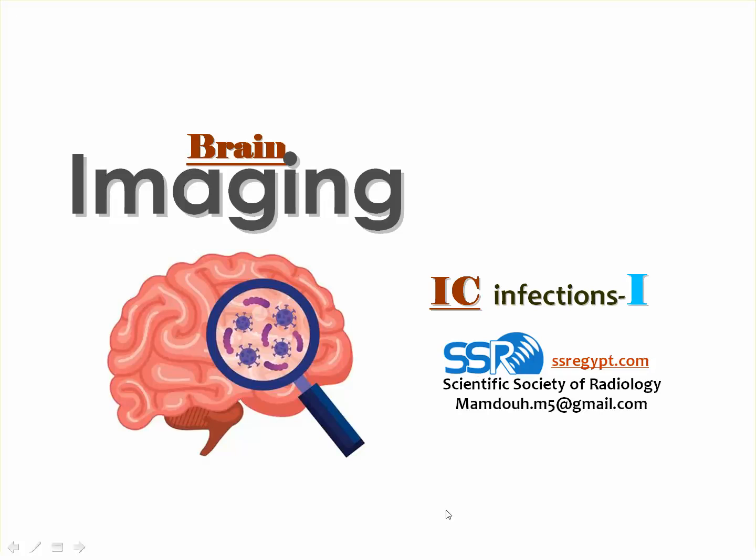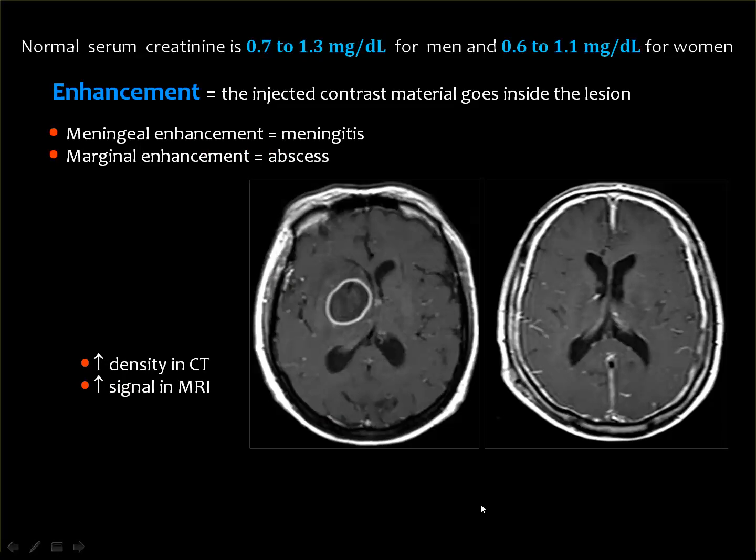Diagnosis of intracranial infection. I have mentioned before that there are two main indications for contrast injection in the CT and the MRI. The first one is the suspicion of infection, and the second one is tumors. Before we inject contrast material, we need to assess the renal function. And this is now routine. Before injecting contrast material, you should have information about the creatinine level.